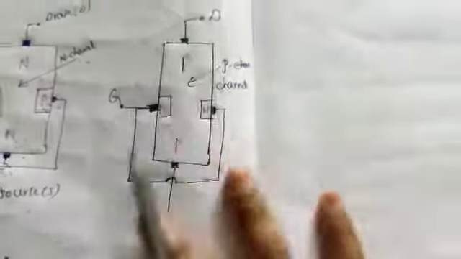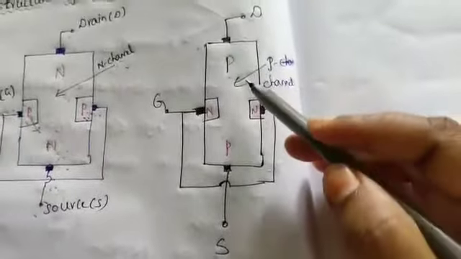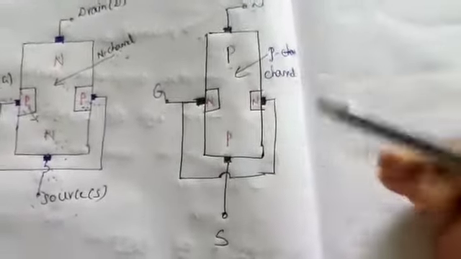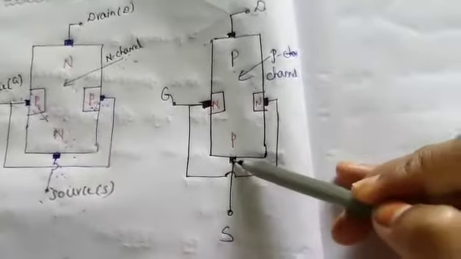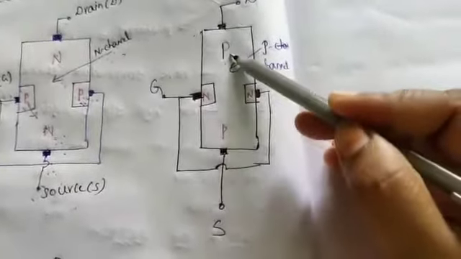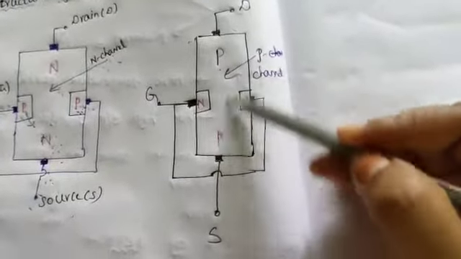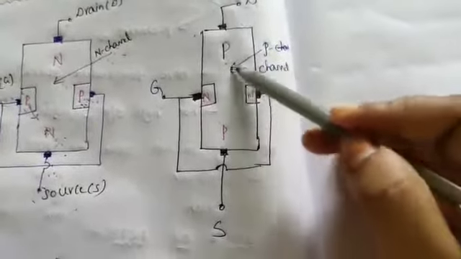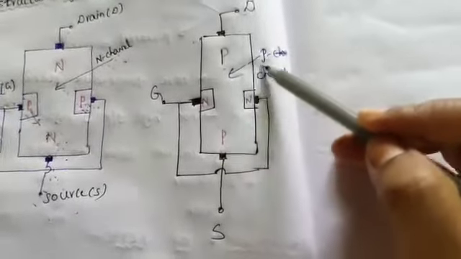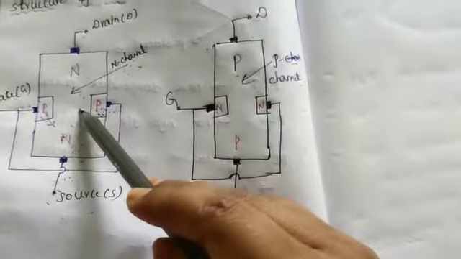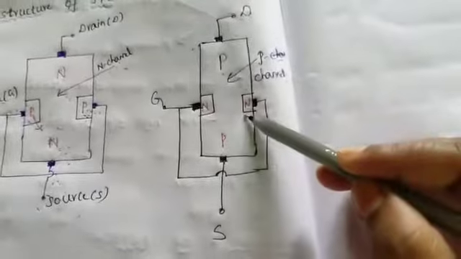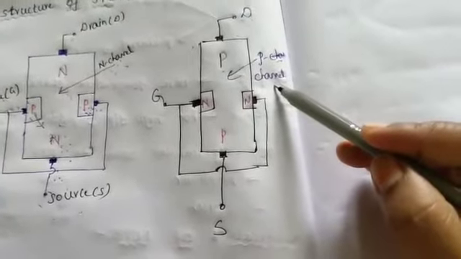In a similar way, this is the P channel JFET. The construction of the P channel JFET is entirely the same as the N channel JFET. Here drain and source are P type materials and the gate is N type material, and the space between the drain and source is called the channel. Here the channel is P type material, so it is called a P channel JFET. In an N channel JFET the current is due to only electrons, in a P channel JFET the current is due to only holes; the rest is entirely the same, and the operation is entirely the same.